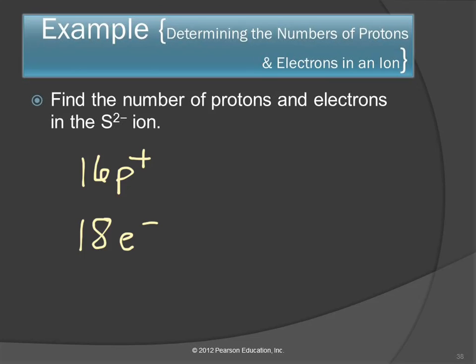We look at the overall charge. The overall charge is negative. Electrons are negative. That means it's got some extra electrons. How many? Well, the charge is 2-. It must have 2 extra electrons. Well, the atom itself had the same number of protons and electrons. It started out with 16 of each. It gained 2 electrons, so we just add 2, and we get 18. So 18 electrons, 16 protons. Any questions?